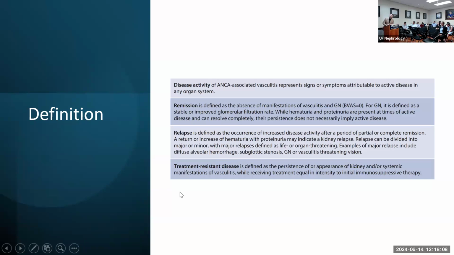And the last one is treatment resistance. It's defined as the persistence or appearance of kidney and/or systemic manifestations of vasculitis while receiving equally intensive initial immunosuppressive treatment.